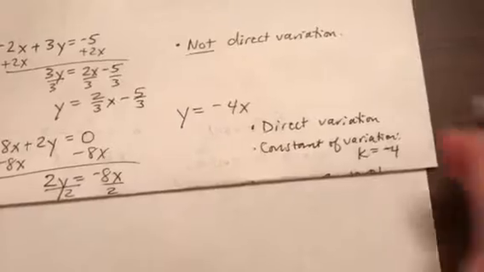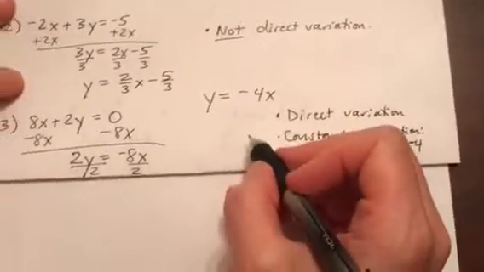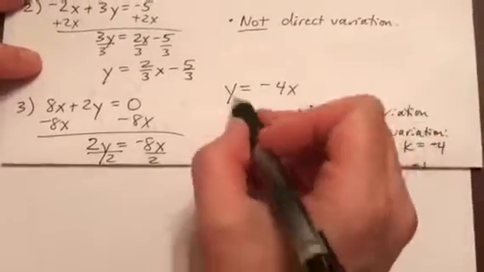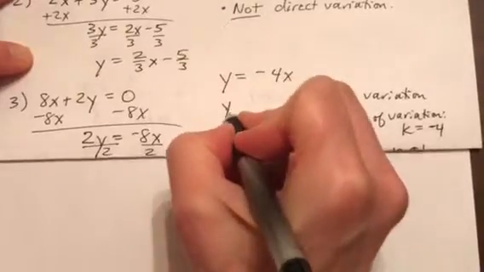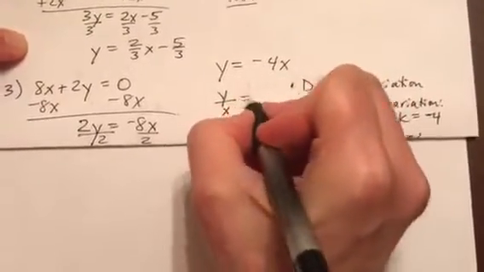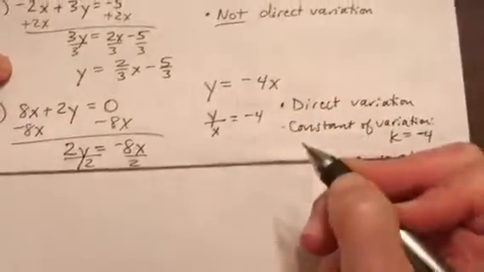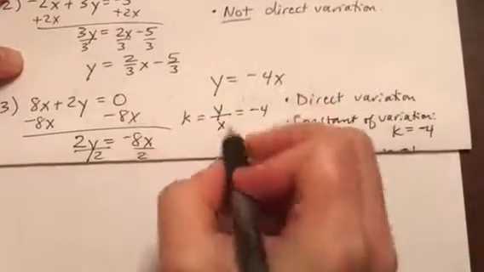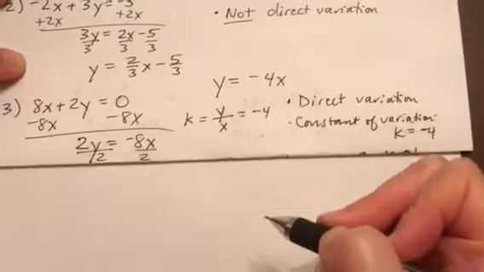Another way of thinking about the k is it's the ratio of y to x. And so if we put y over x, in this case divided both sides by x, we'd have negative 4. So k is another way of writing y over x, that ratio.